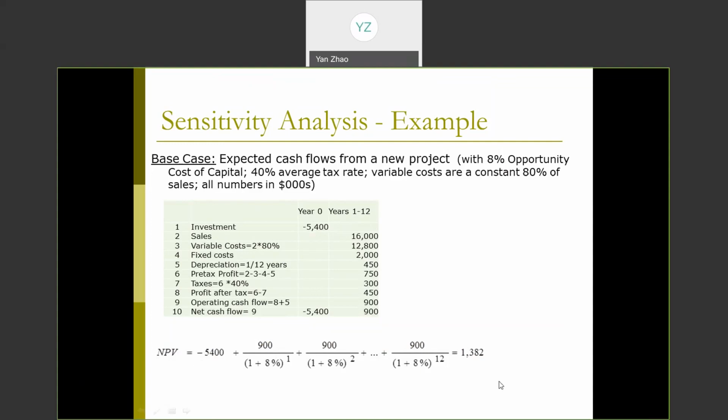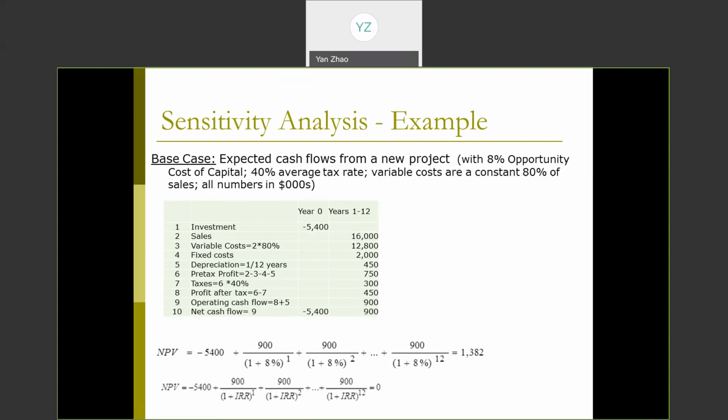which is a positive number, $1,400. According to our decision rule, yes, you should do the project, right? Because it's a positive number. It brings in almost $1,400.